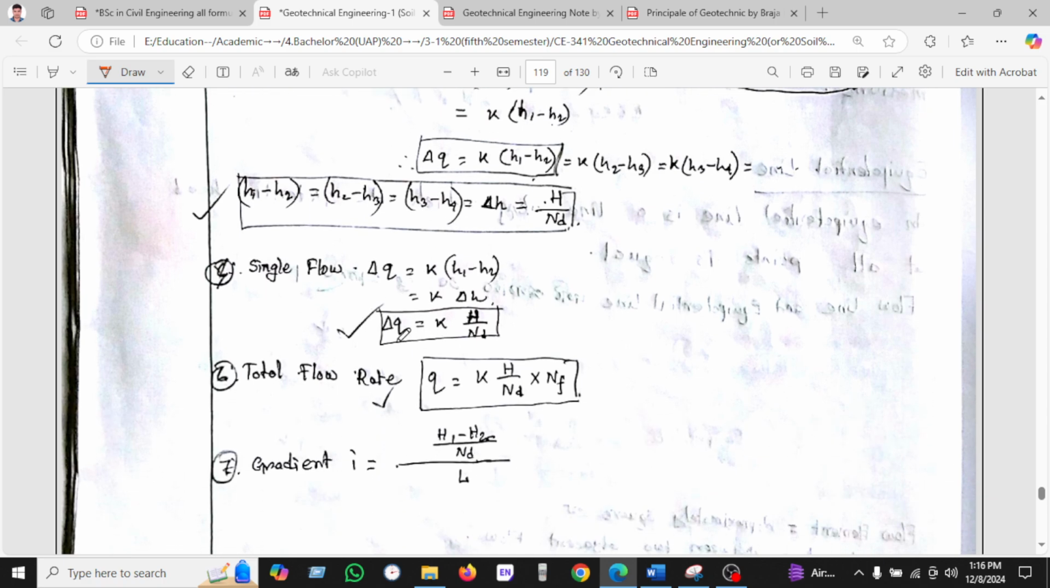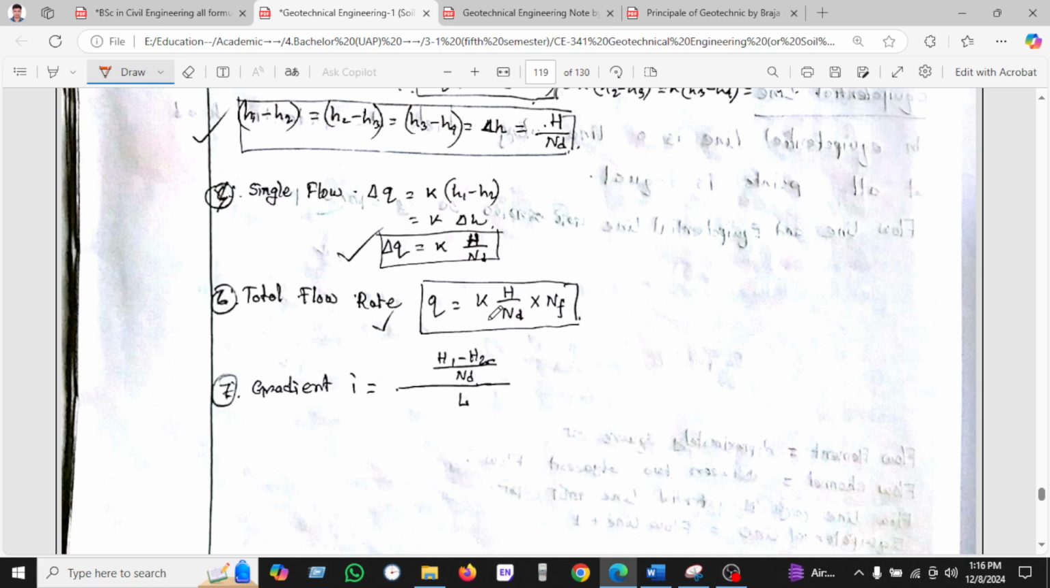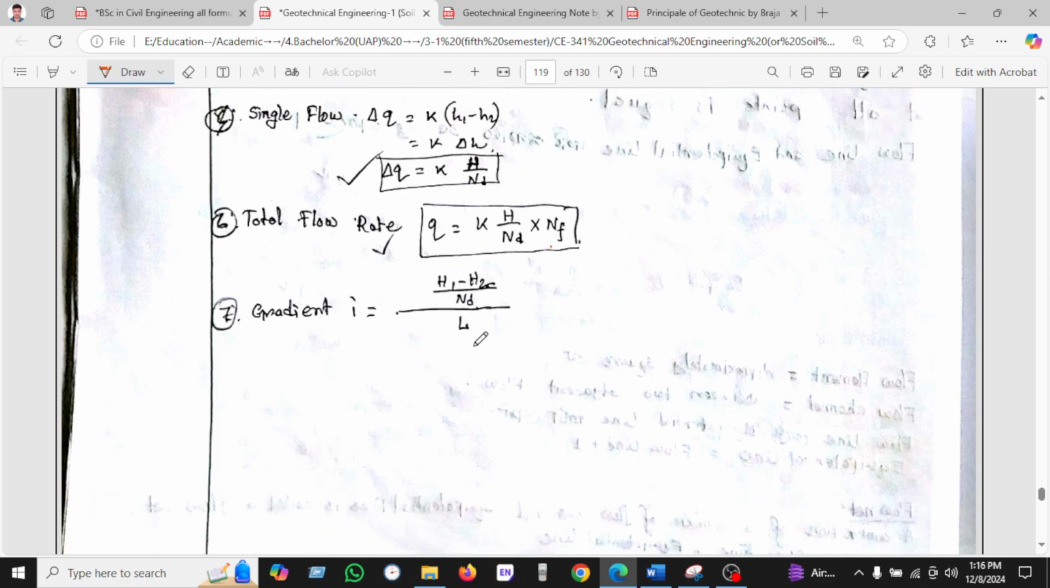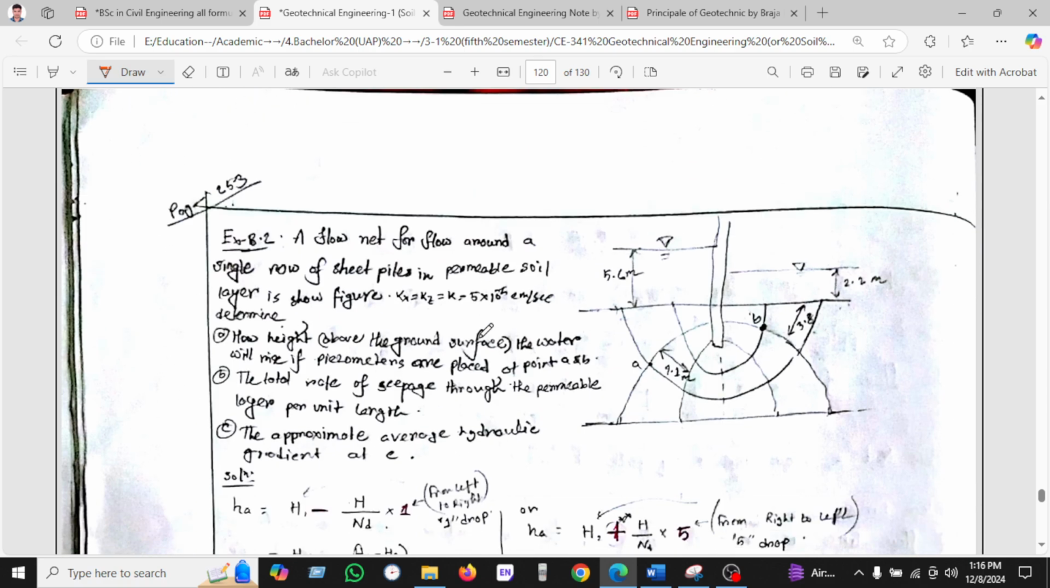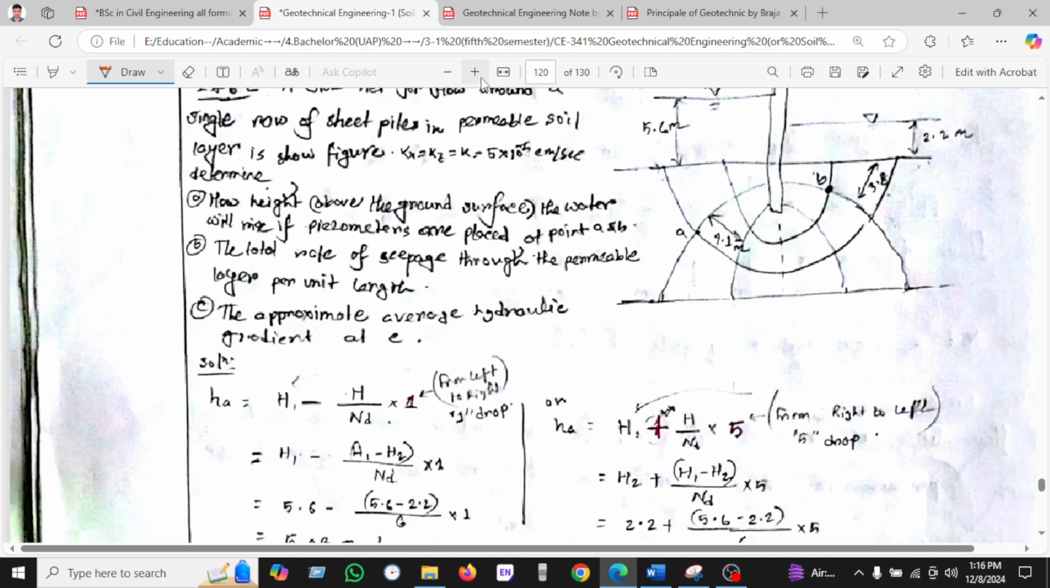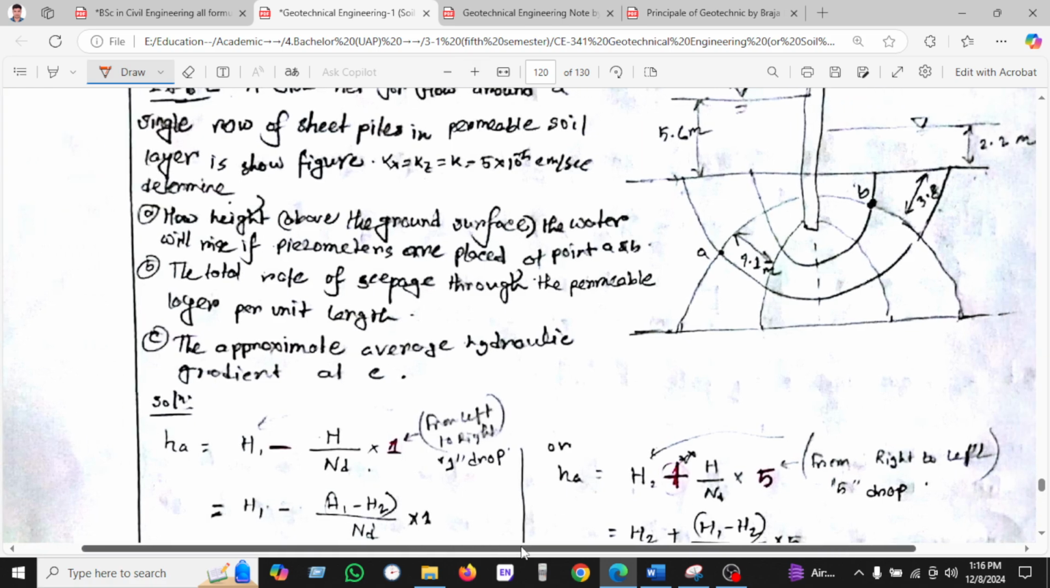And for a single flow channel, delta Q equals K times H divided by Nd, and the total flow rate Q equals K times H times Nf, the number of flow lines, and the gradient equals H1 minus H2 over the length. So let's see the example for a clearer concept.